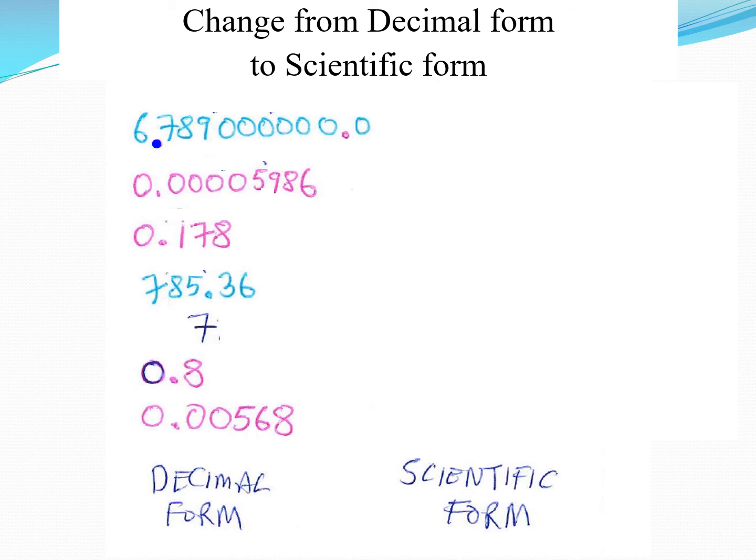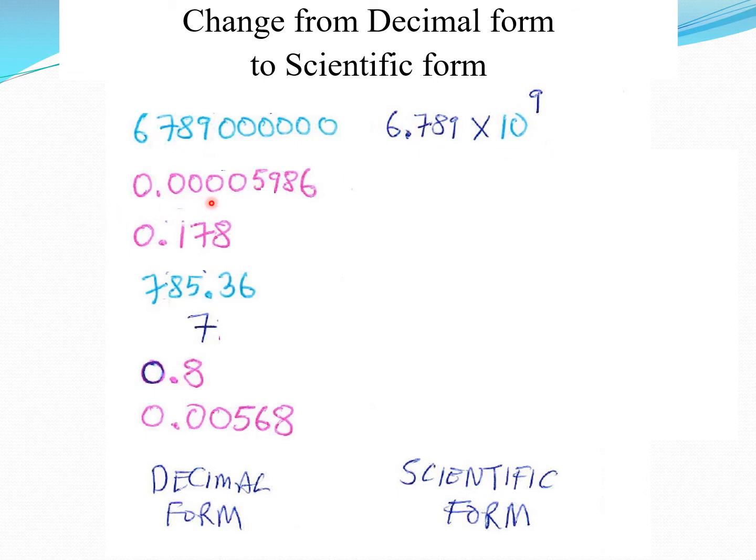So let's start with the first one. Again, we insert our decimal point here at the end and we count the number of places that we move it. It's going to be 9 by the looks of it. So that's going to be 6.789 by 10 to the power of 9. Just to look at the complete picture when it's finished, that figure there is 6.789 by 10 to the 9.